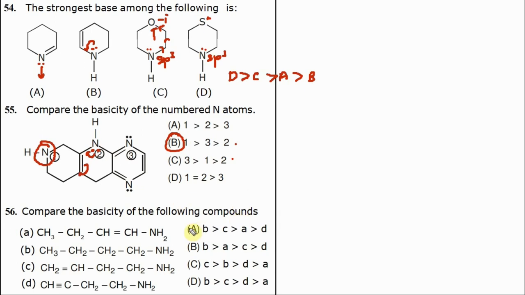Compare the basicity of the following compounds. So I'm looking at basicity of these lone pairs. First thing you don't want is conjugation. So A has conjugation. So A is the last. It is one of the two options only.